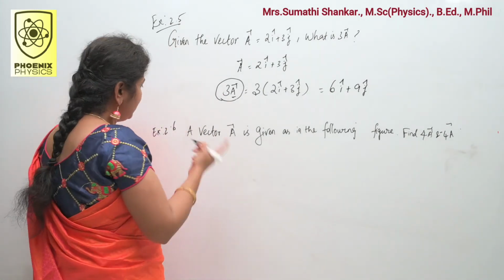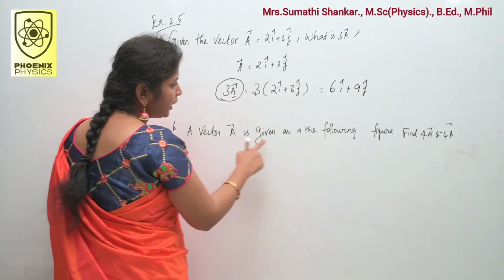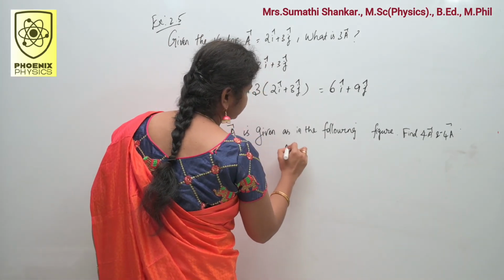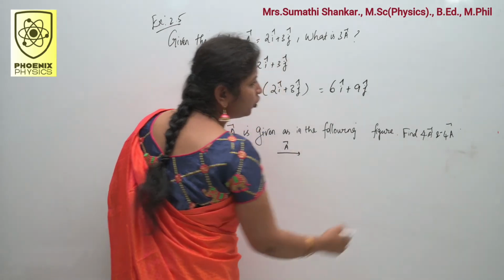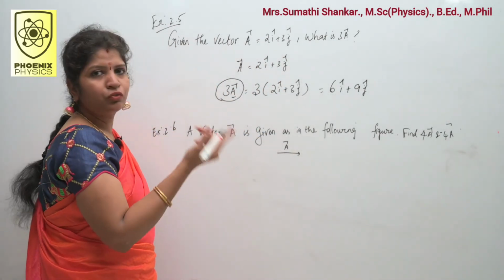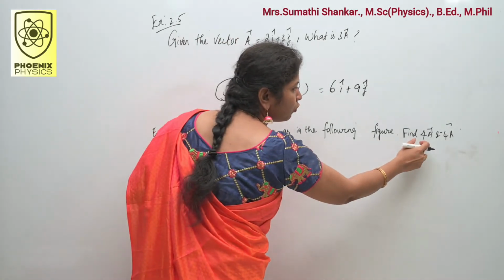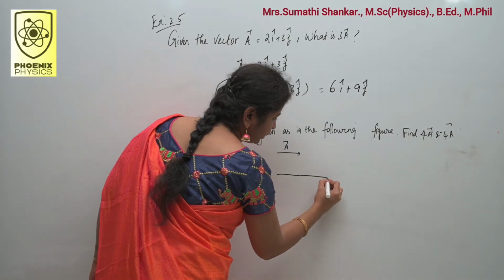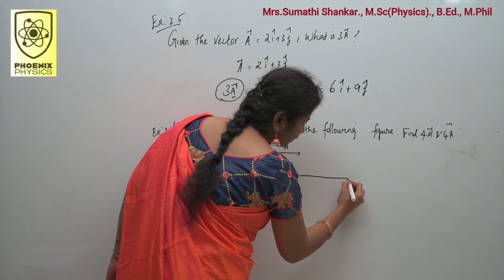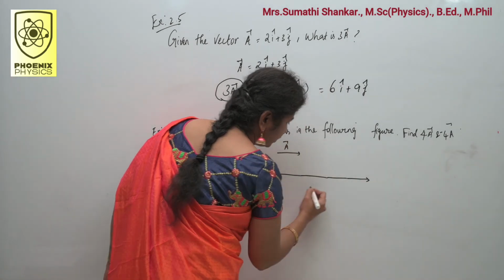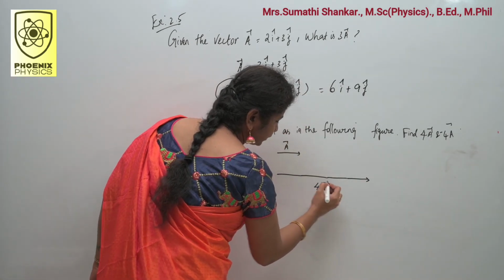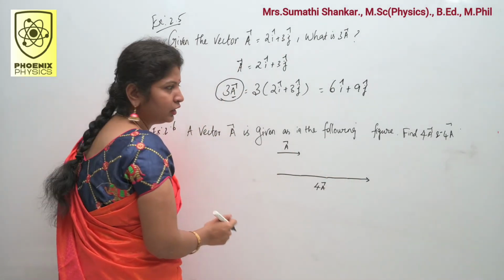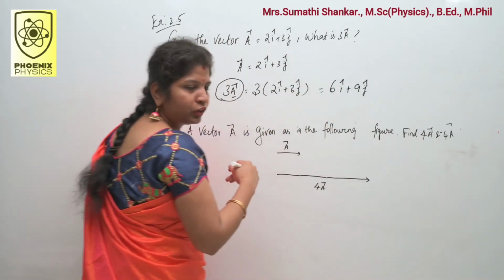Up to this clear? Next problem, a vector A is given as in the following figure. So this is our A vector. Find 4A vector and minus 4A vector. How do you draw 4A vector? This is A vector, this is 2A vector, 3A vector and 4A vector. Okay. So this is my 4A vector. 4 times of A vector. Next one is minus 4A vector.